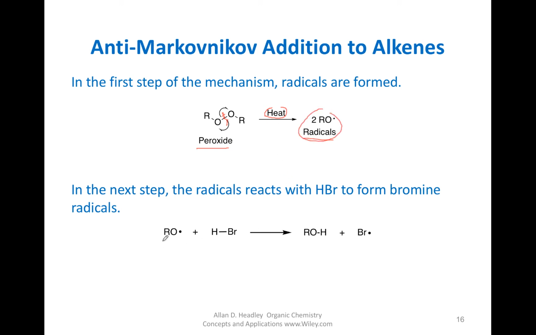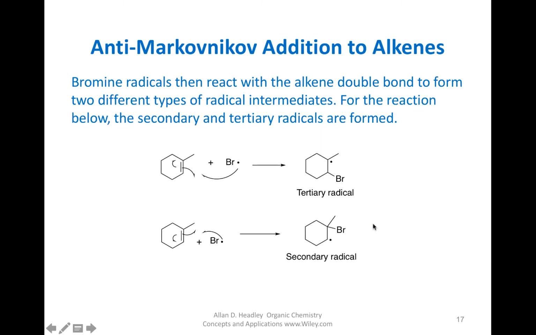The next step is the radicals will react with HBr to form the stable alcohol here and Br dot. You may recall that Br dot is pretty stable. It's an intermediate, so it's reactive, but it's fairly stable because of its size. So here's an intermediate. The next step of the mechanism is the Br dot will now react with one electron of those two electrons.